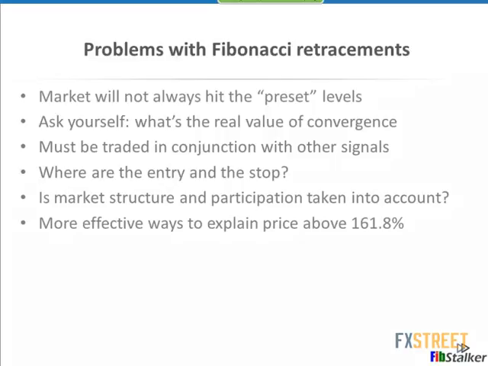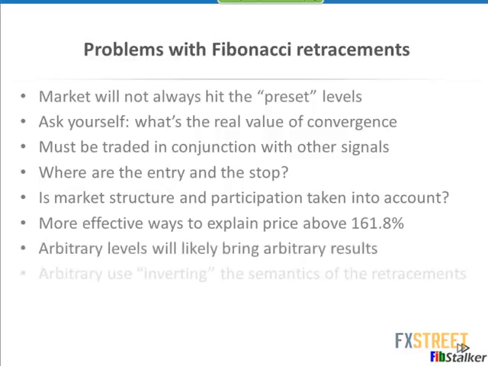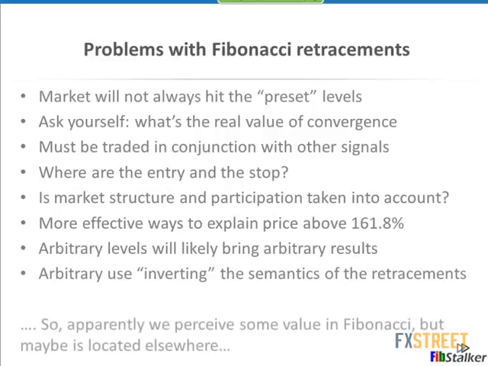We don't know which kind of participation. So we need to have a way to measure that kind of participation. There are ways to explain 161.8 in a more strong and effective way. And some of the ways are really arbitrary. Some of the ways we use Fibonacci retracement. So apparently then there is some value there, but we need to see where it's located.